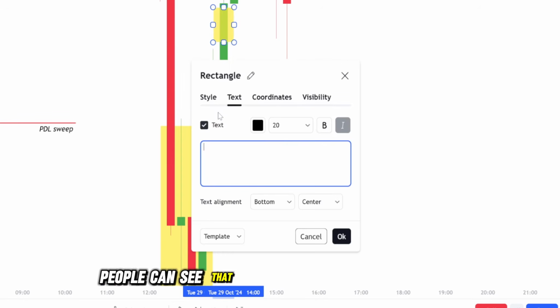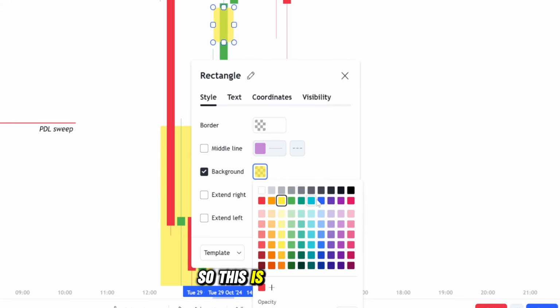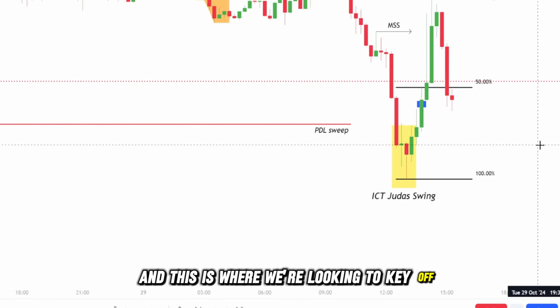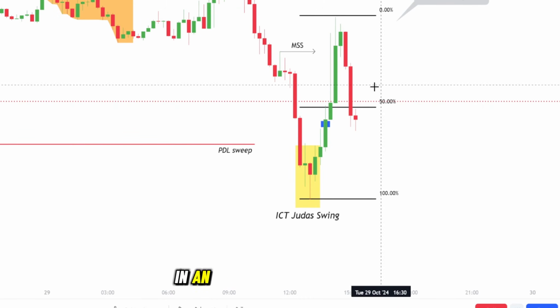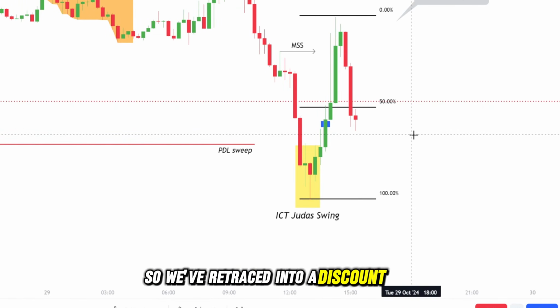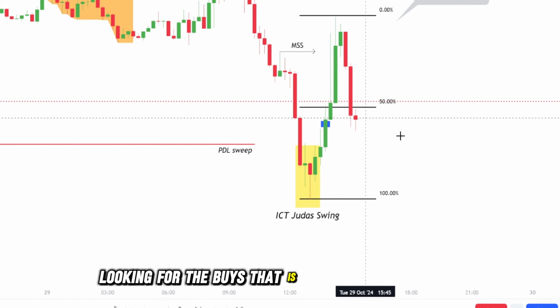So we have an inefficiency over here. So people can see that, I'm just going to label that in blue. So this is our inefficiency. This is our fair value gap. And this is where we're looking to key off. Notice how we're keying off in an area below the 50% level. So we retraced into a discount before looking for the buys. That is important to understand.